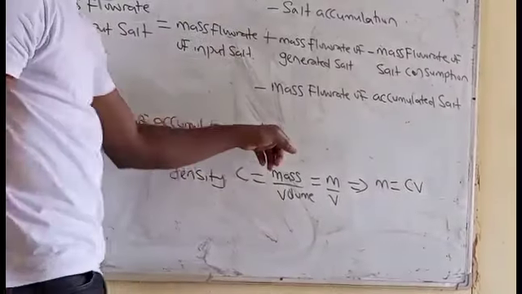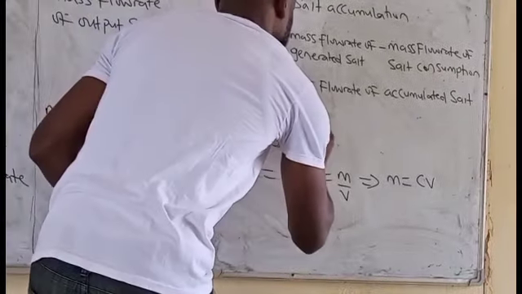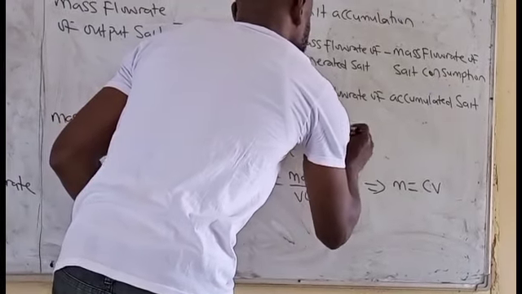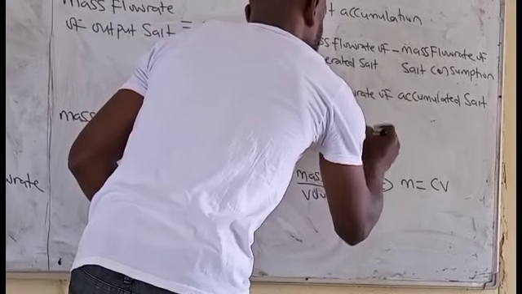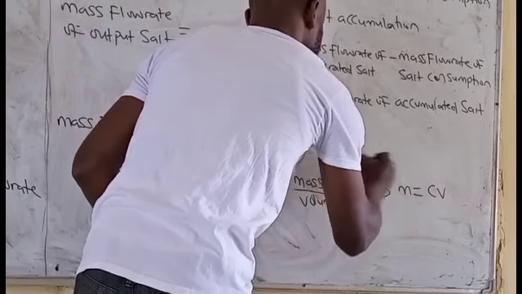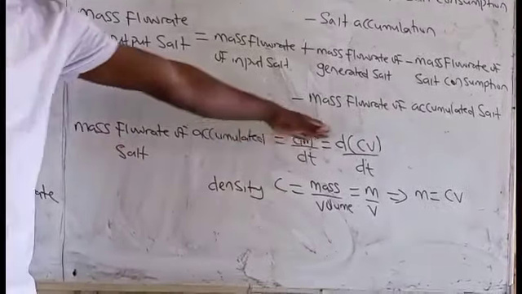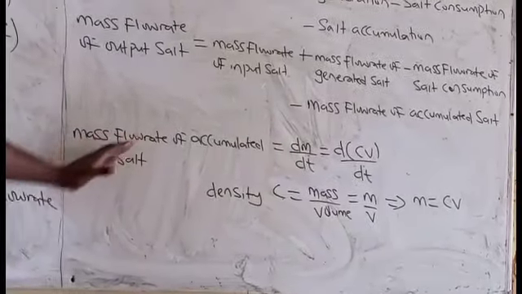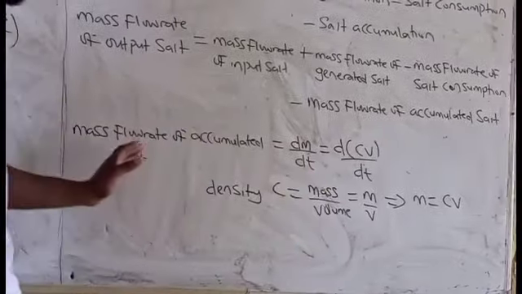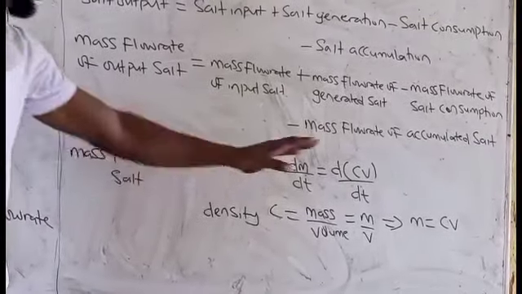So you will now put it here. You now have dCV over dt. So you will substitute, and you will get it in this form. So this is how you get your mass flow rate of accumulated salt.